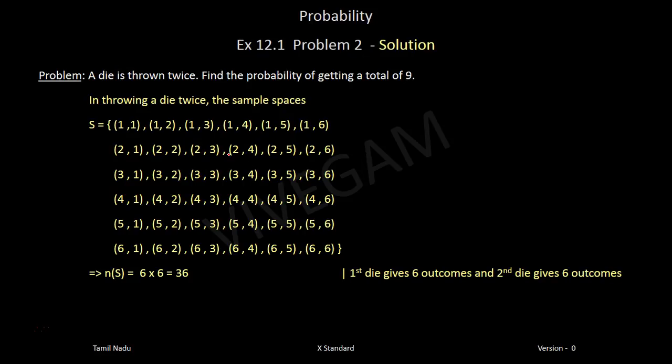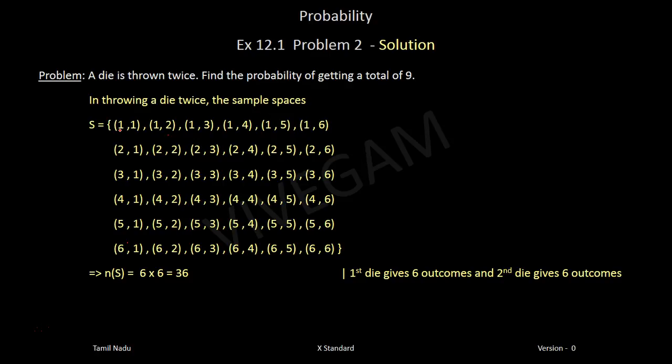Now, come to the solution. Okay, so this is the sample space. What is the sample space? Sample space is all possible outcomes. Now you have to do it a little carefully. Whenever you are throwing two dice, they can give different numbers or the same numbers. All these things are possible.